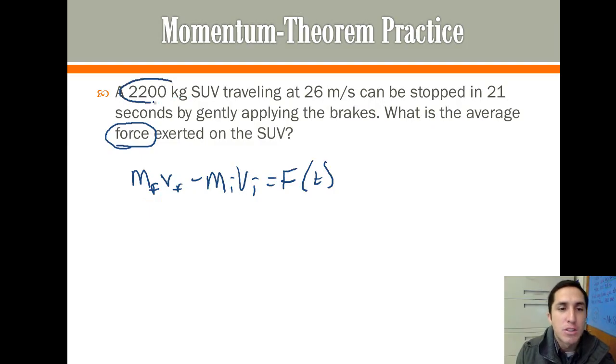A 2,200 kilogram SUV. Oh, that's got to be some kind of mass, right? Well, it's got to be initial because it's starting there, so that's going to be our initial mass. I'm bringing my subtraction sign from the formula, writing my 2200, waiting for my initial velocity. Let's see. Traveling at 26 meters per second, that's got to be his initial velocity.